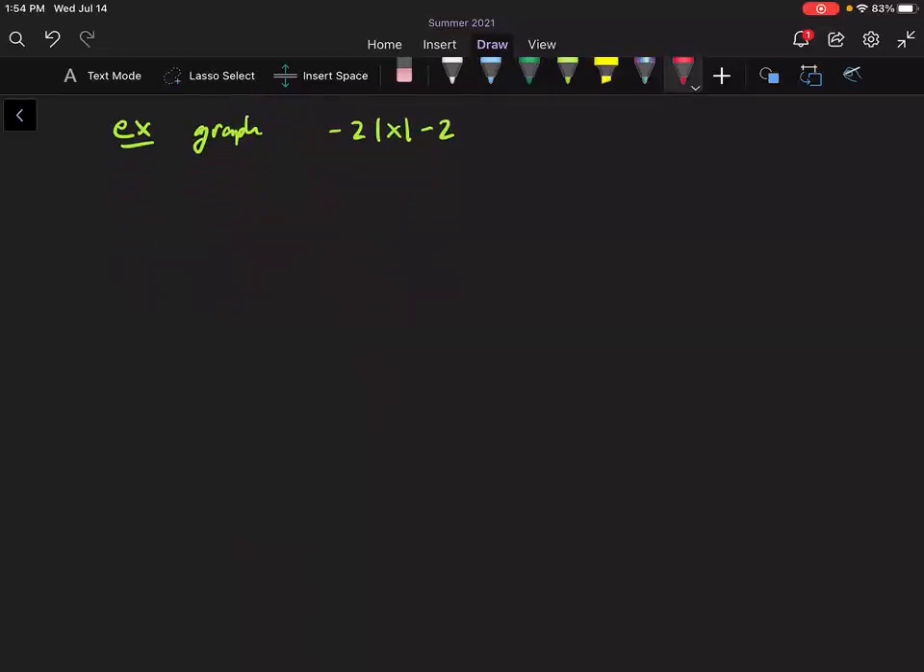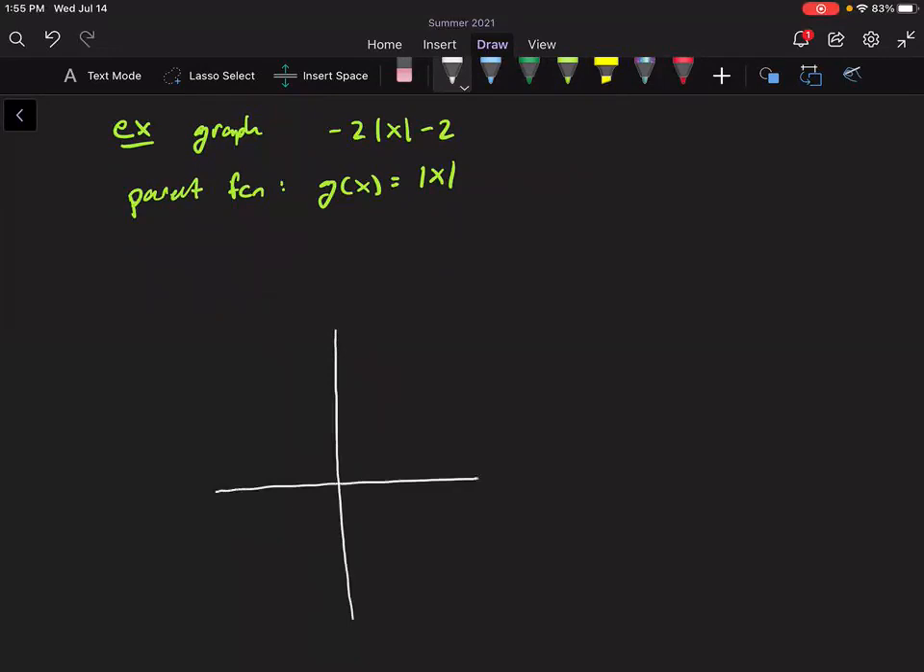This is a very different looking function, but it's important to think about similarities of how this problem relates to the previous one. We're still going to start off with finding a parent function. In this case, our parent function is the absolute value of x. And we'll sketch that. Just like that.